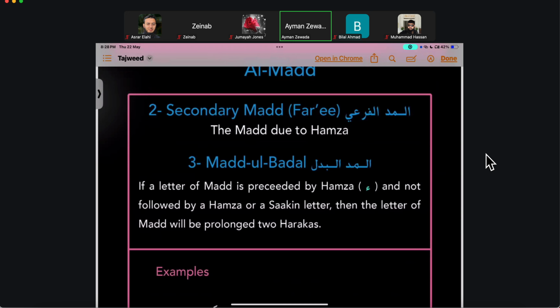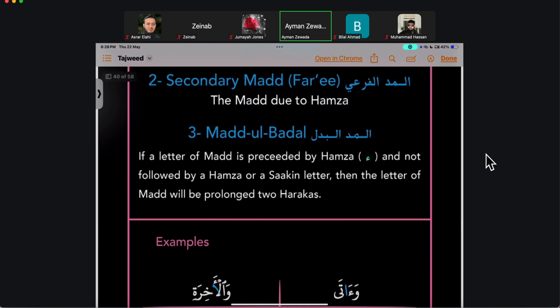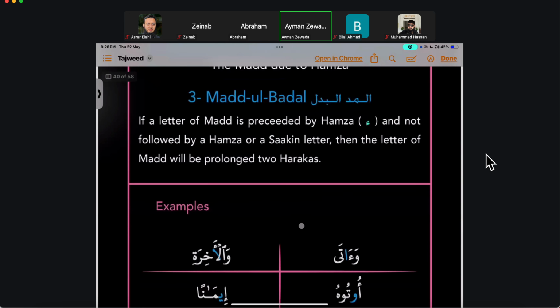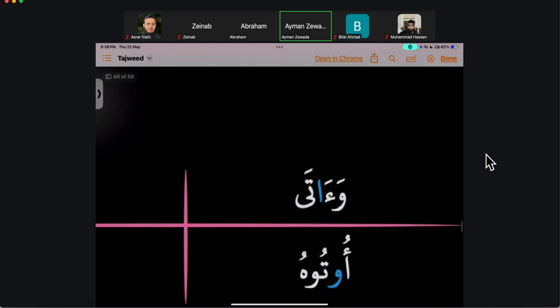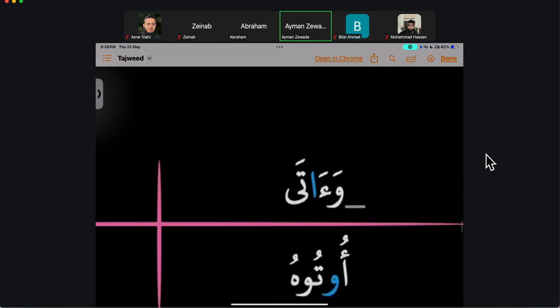And now the last type of mad due to hamza, which is far'i, is mad al-badal. Then, if the letter of the mad is preceded by a hamza, and it's not followed by a hamza or a sukoon, then the letter of the mad will be prolonged to 2 harakas, very similar to the natural. So, again, before the letter of the mad there's a hamza, but the letter itself is not followed by a hamza or a second letter, then this mad letter is only going to be 2 harakas. For example, over here, this word, wa'ata.